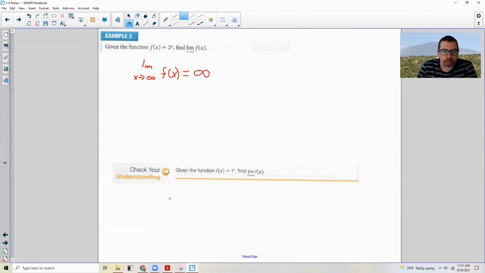Okay. And now it says, check your understanding: given the function f of x equals 1 to the x, find the limit. So I would say the limit as x approaches infinity of f of x equals. Now, before you go running to technology, think about what they're asking first. So here's the function, 1 to the power of x. What happens when x gets bigger? Well, what's 1 to the first power? 1. What's 1 squared? 1. What's 1 cubed? 1. No matter what I plug in, the answer is always going to be 1. So that's our limit. Okey-dokey.